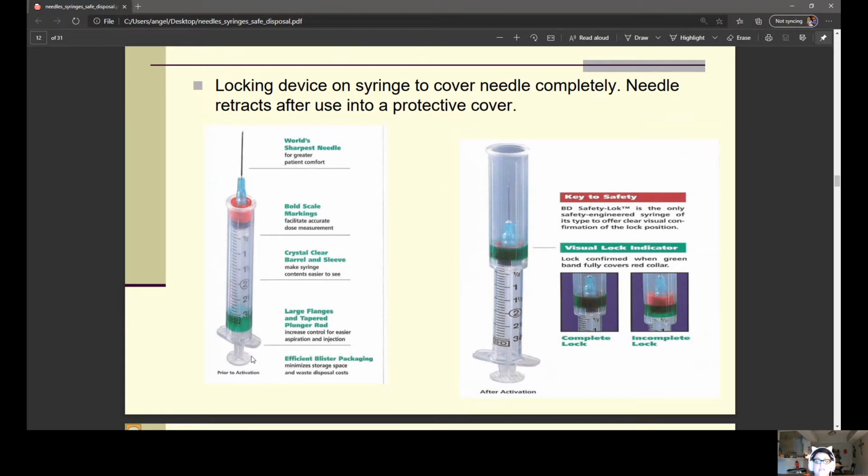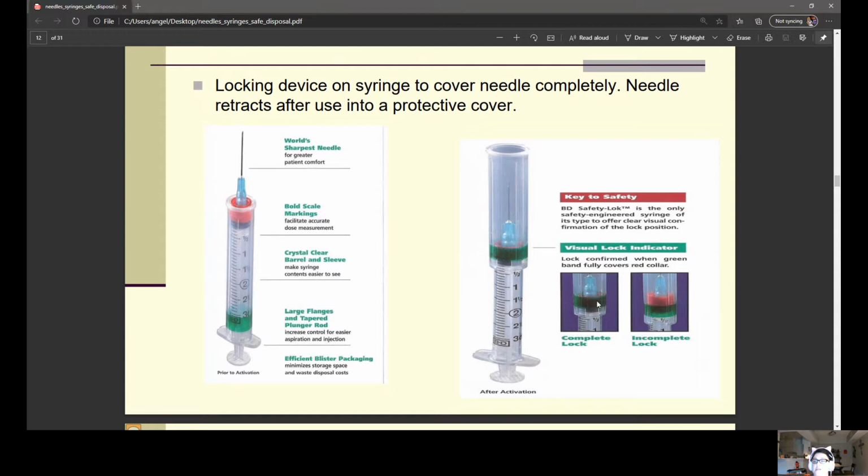And the reason that they're prepared like this and that they have these extra features to make them bold and to stand out is because they have this protection over them. And after you've administered the medication, this simply slides up and protects your needle. So it's very easy, and you can see a visual lock. It tells you it's locked.